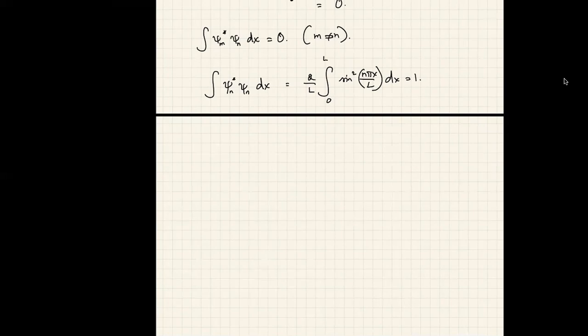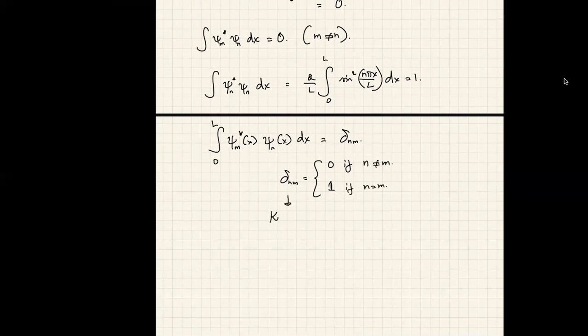If m is not equal to n, integral psi m star psi n is equal to 0. You can combine these two equations into one equation by claiming that integral psi m star psi n dx is equal to delta nm. It's called the Kronecker delta function. Delta nm is equal to 0 if m is not equal to n, and 1 if m equals n. So this is called the Kronecker delta function. This is the discrete analog of the Dirac delta function.